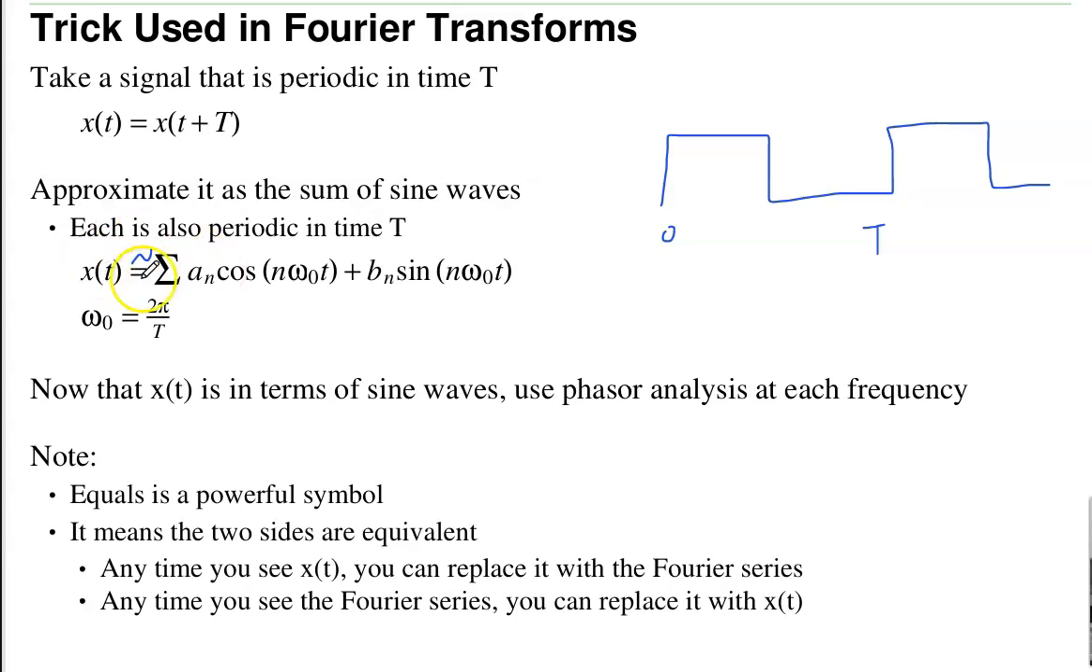Going left to right, that's where it's powerful. If x of t is periodic in time T, then Fourier transform says it's composed of harmonics, sine waves that are also periodic in time T.